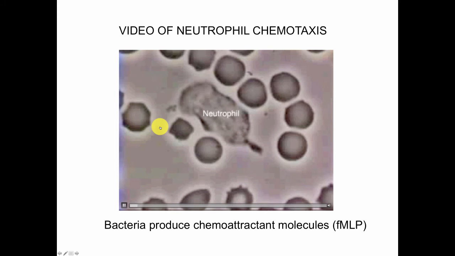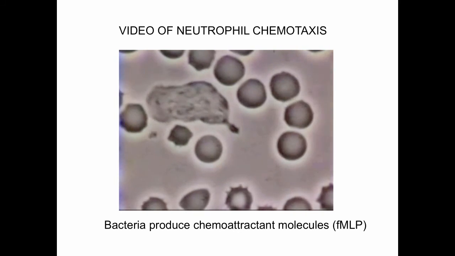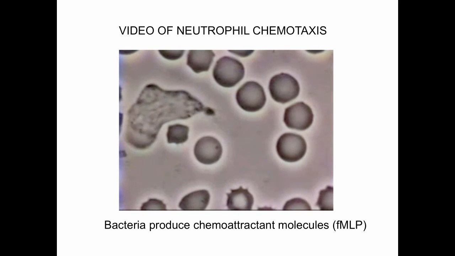Neutrophils are white blood cells that hunt and kill bacteria. In this spread, a neutrophil is seen in the midst of red blood cells. A Staphylococcus aureus bacterium has been added. The bacterium releases a chemoattractant that is sensed by the neutrophil.